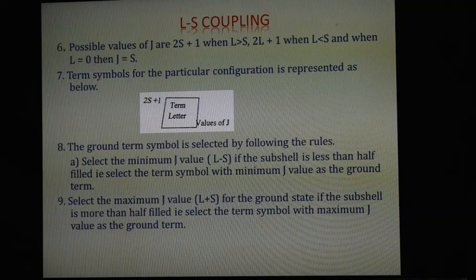Now to find the value of J, there are two important rules. Rule number 8: the ground term symbol is selected by following the rule.